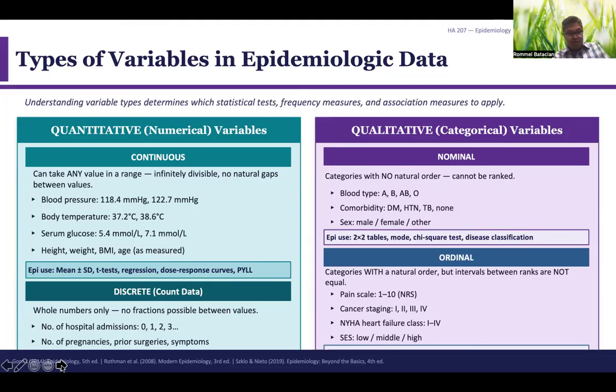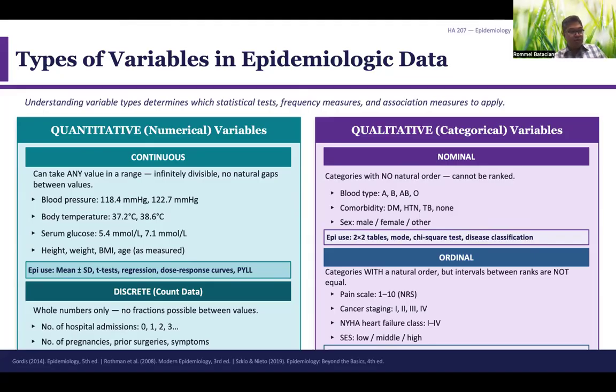So there are situations where the variables should be discrete in nature. Now, how about qualitative? It places observations into categories. There are two main types also, the nominal and the ordinal variables.